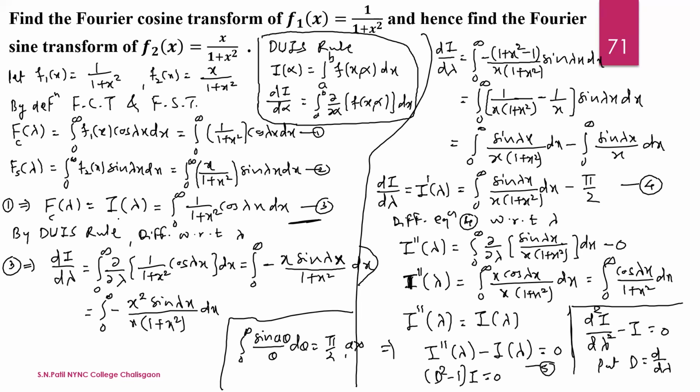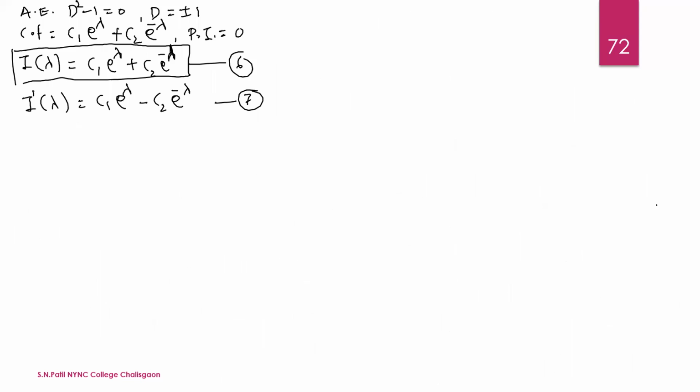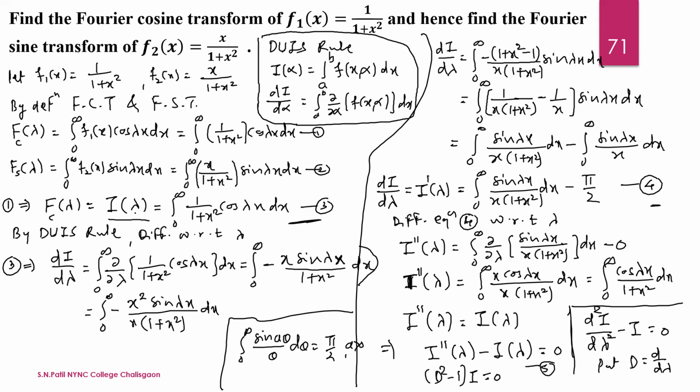See, this is the I lambda, equation 3. And I dash lambda, equation 4. So here we put lambda equal to 0 in equations 3, 4, 6, and 7. So first we simplify equation 3. Equation 3, I of lambda; put lambda equal to 0.